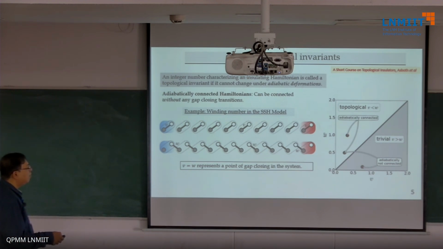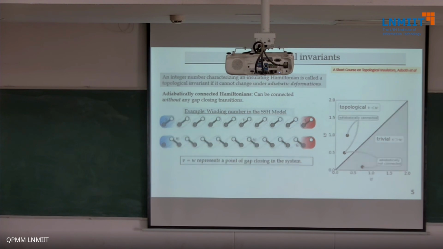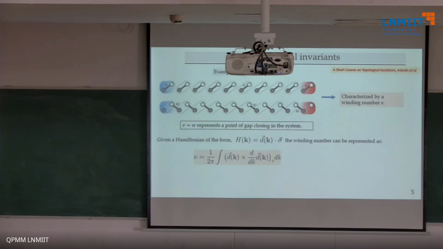So if you come from this point to this point, you don't do anything, they are adiabatically connected. And if you go from this point to this point, they are not adiabatically connected, and you have to undergo the gap closing transition. So here you have a topological transition if you come from this white region to the shaded region. And the shaded region is trivial, where V is greater than W, where V is this hopping and W is this hopping.